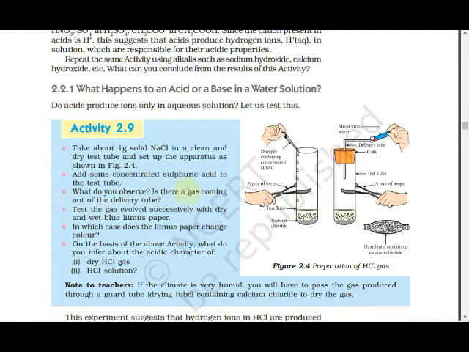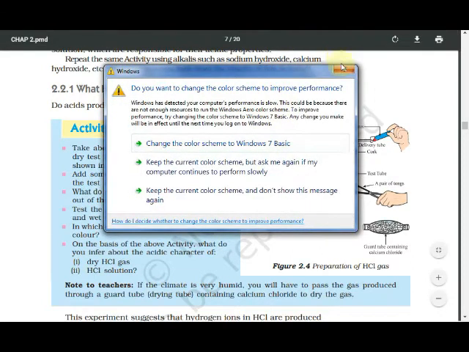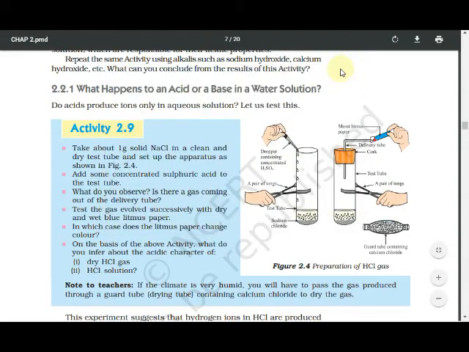Add some concentrated sulfuric acid to the test tube. Concentrated means no water is present in the sulfuric acid, H2SO4. NaCl plus H2SO4, this reaction is going on in this hard test tube. What do you observe? Is there a gas coming out of the delivery tube?